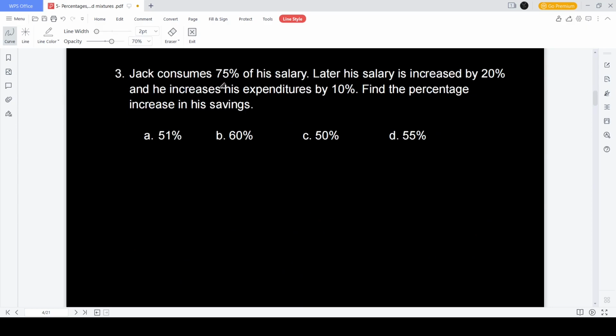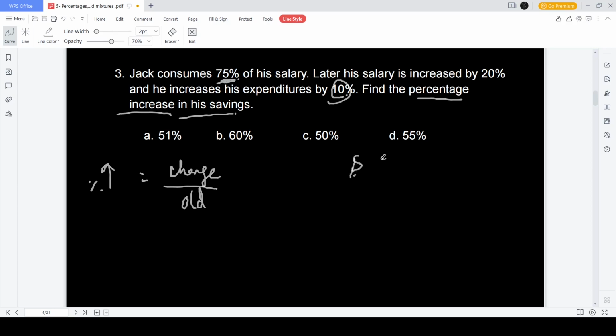Jack consumes 75% of his salary. Later, his salary is increased by 20% and he increases expenditure by 10%. Find the increase in his savings. For this, again, to find the percentage increase, it's nothing but change divided by old value. Here we assume his salary to be S initially, and expenditure to be E.